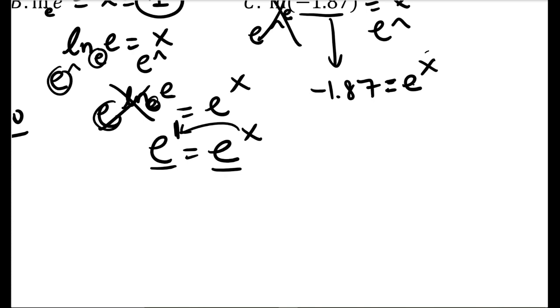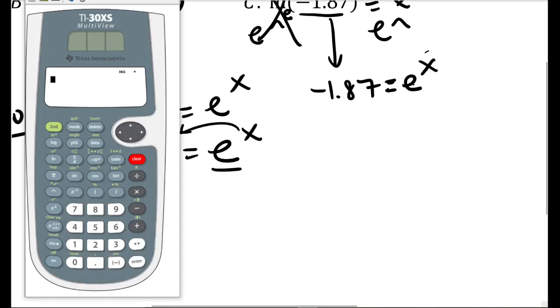Remember that even if we plug in a negative value for the exponent, that's just going to flip the number. It's not going to do anything else. So let's show you this on the calculator. You're going to get no solution. You're going to get an error.